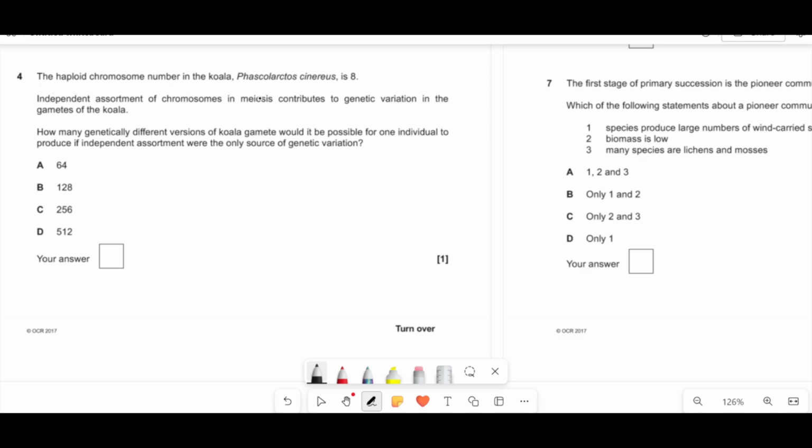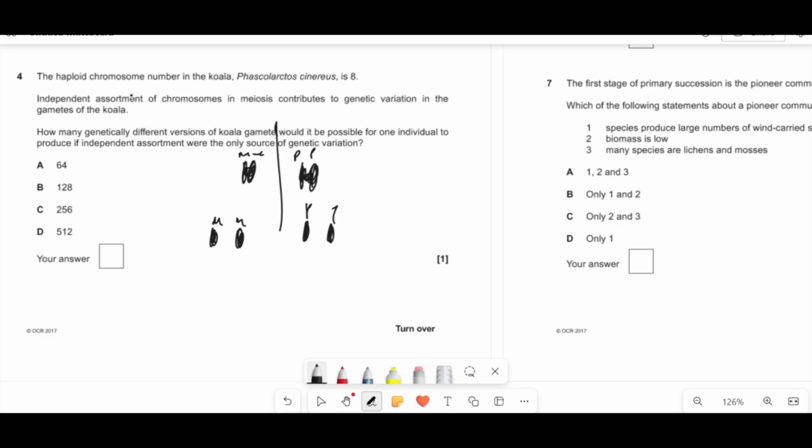The haploid number of this species of koala is 8. Independent assortment of chromosomes in meiosis contributes to genetic variation in the gametes of the koala. How many genetically different versions of koala gamete would be possible for one individual to produce if independent assortment was the only source of genetic variation? When we're thinking about independent assortment of chromosomes in meiosis, what we're thinking about first is independent assortment of homologous chromosomes, which is like maternal, and then paternal, right? So these are not homologous. These are just double copies of each homologous pair. In meiosis one, the homologous pair split, and then here, the paternal one split here as well.